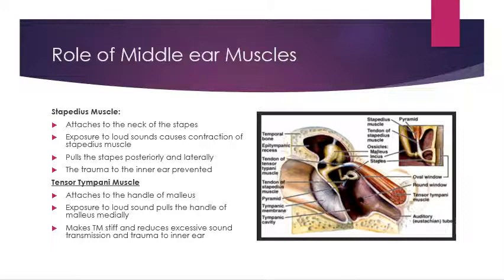Dampener means when you are exposed to loud sounds, your inner ear has to be protected, and that is being done with the help of the tensor tympani muscle and stapedius muscle. Now how it happens, we'll discuss. First, we'll discuss the stapedius muscle. The stapedius muscle is present in the posterior part. It comes out from the pyramid, then it is attached to the neck of the stapes. Whenever you are exposed to loud sound, it will pull the stapes backwards and also outwards. So the footplate will be pulled outwards and backwards.